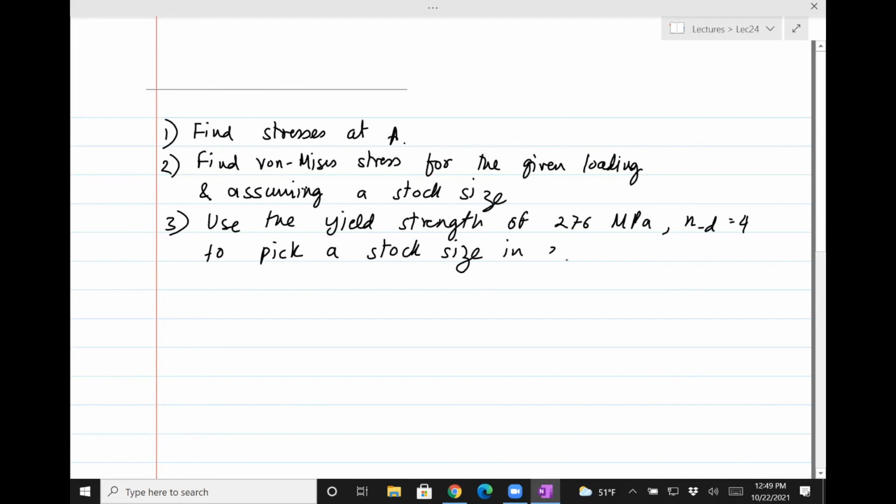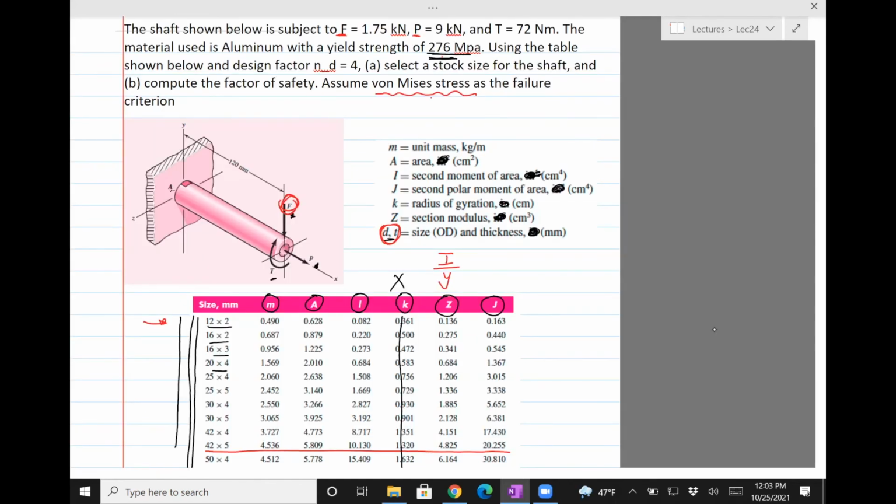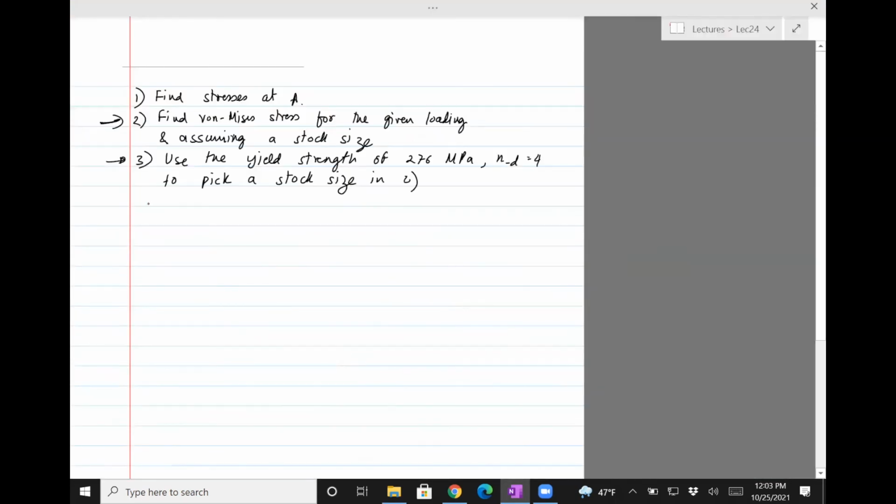So when you do this step 2, you will find that the von Mises stress actually exceeds that of 3. If it exceeds, then you need to choose the next size. And you keep doing that till you find a stock size which will give you acceptable strength so that it will not fail in this von Mises stress criterion. Compute the maximum allowable stress.